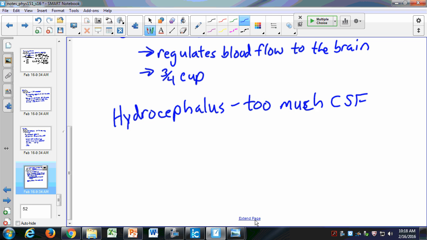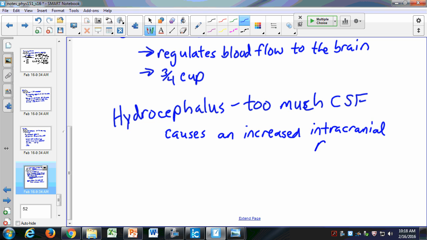If you have too much, it causes an increased intracranial pressure. That can be damaging to the brain. So you need to know what hydrocephalus is.